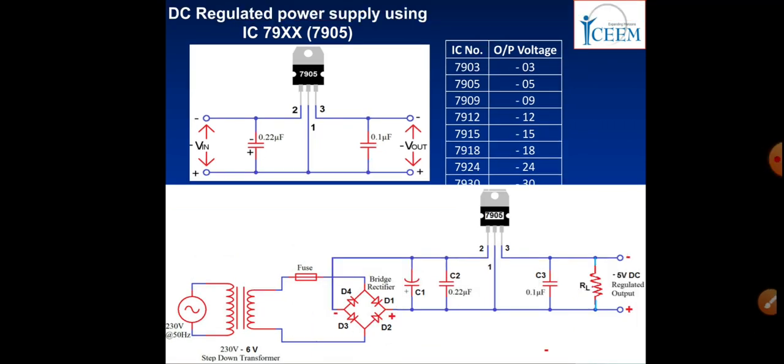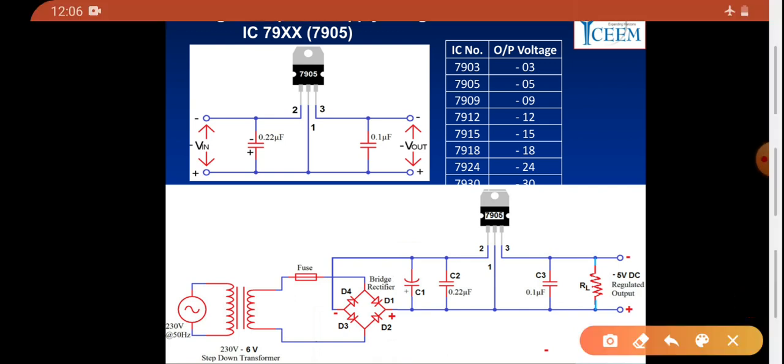Now let us see the negative DC regulated power supply using IC 79XX. As I told you, 79 means negative. So if you see 7903, output is -3. Various options are available as per the market requirement. IC manufacturers are providing various options like 7903 to 7930, generating -30 output. So this circuit diagram is the same again, but you can see the pin number difference here. Now pin number 2 is input, 1 is ground, and 3 is output. So the rest of the circuit is the same.